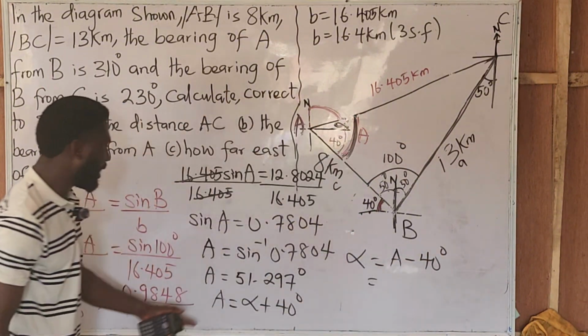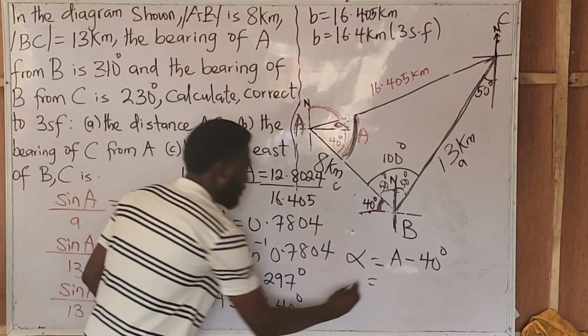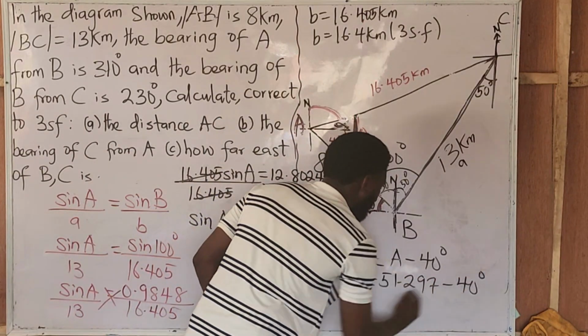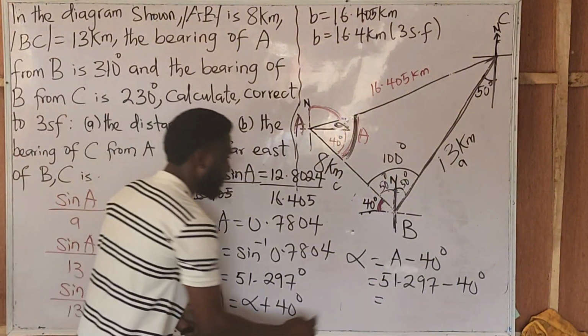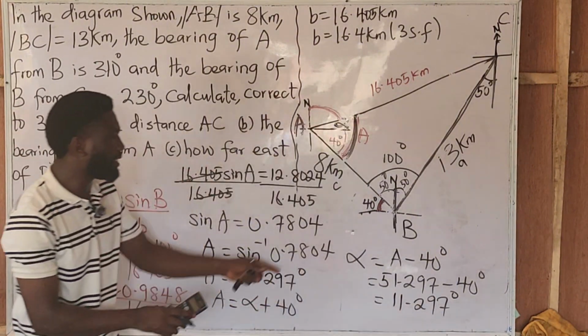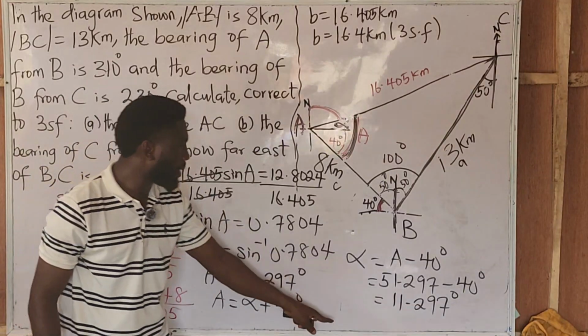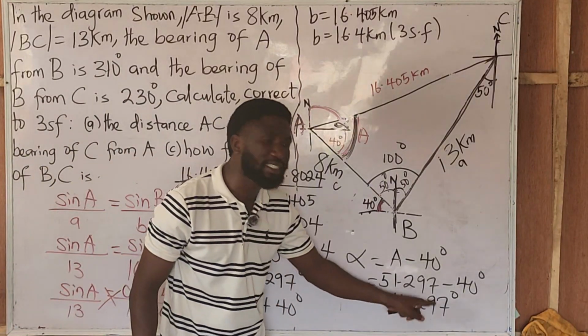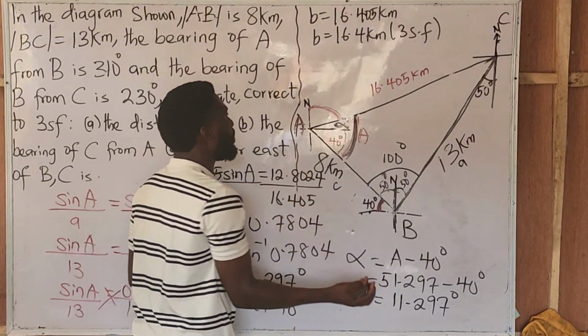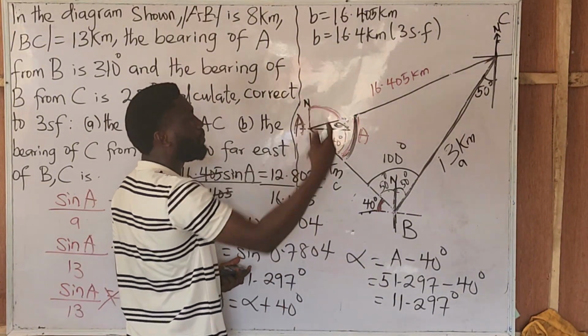And what is A? A is 51.297. 51.297 minus 40 degrees. And that will give us 11.297 degrees. So that is the value for alpha. So alpha is 11.297 degrees. So having gotten alpha, the main thing for us now is what? Is to get the bearing of C from A.